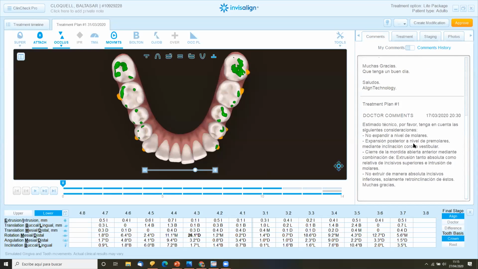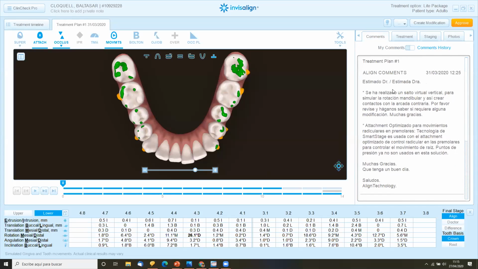In the comments tab, we can see these comments again, and we can see technician or software comments. And the first comment is, there is a vertical virtual jump, okay? So this is the first thing that we have to take a closer look at. Do we really want this bite jump? If we accept this bite jump, that means that we are trying to intrude the molars and auto-rotate the mandible. So this means a complex treatment. And remember that the patient is not coming for that.